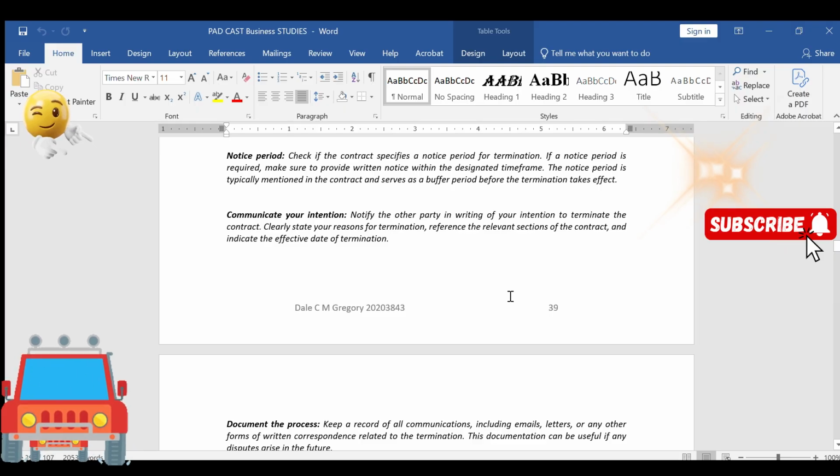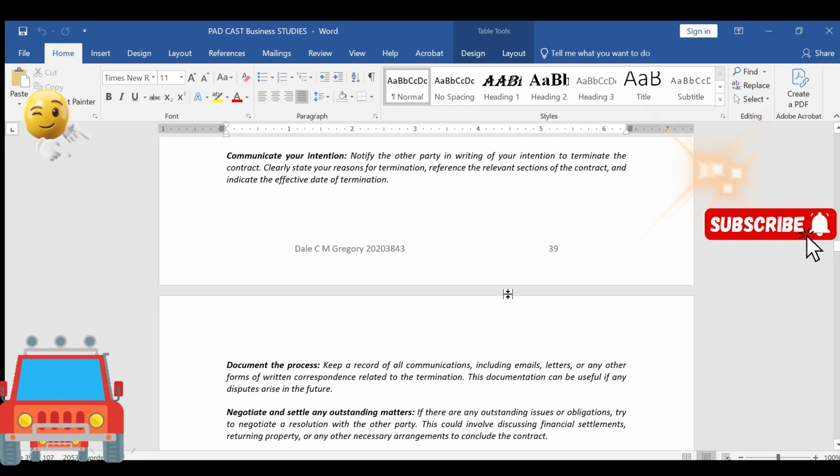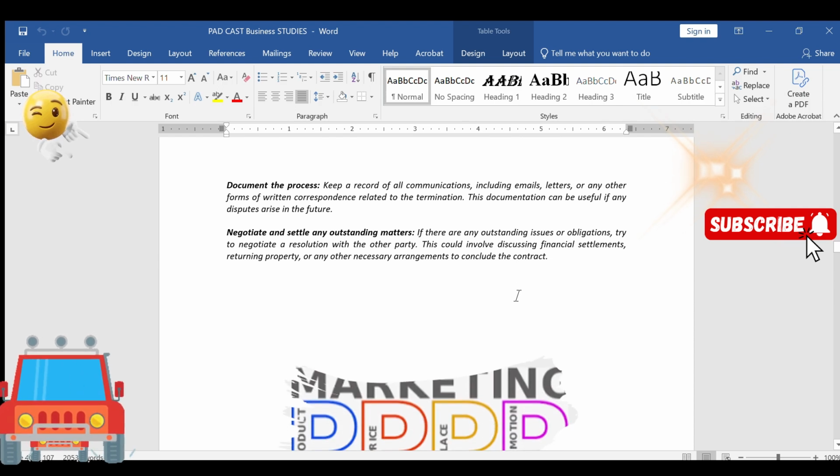Communicate your intention. Notify the other party in writing of your intention to terminate the contract. Clearly state your reason for termination. Reference the relevant section of the contract and indicate the effective date of termination. Document the process. Keep a record of all communication, including emails, letters, or any other form of written correspondence related to termination. This documentation can be useful if any dispute arises in the future.